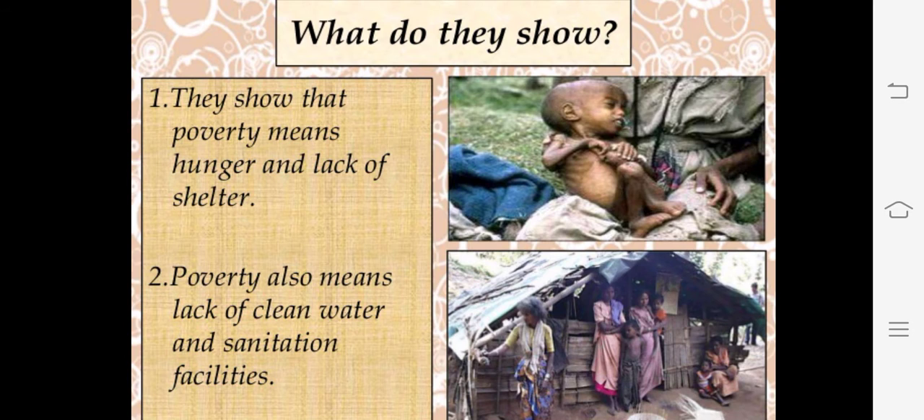They show that poverty means hunger and lack of shelter. We all know that poverty means hunger, means we are not able to get food, and we are not able to get some shelter also. Poverty also means lack of clean water and sanitation facilities. There is a scarcity of clean water. We do not get clean water and there are no sanitation facilities also.